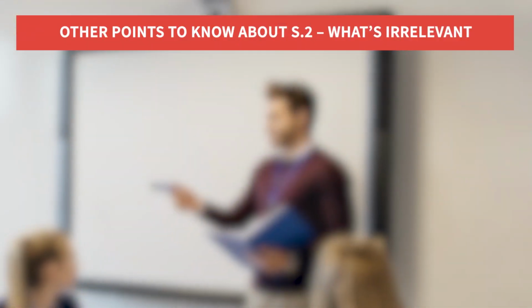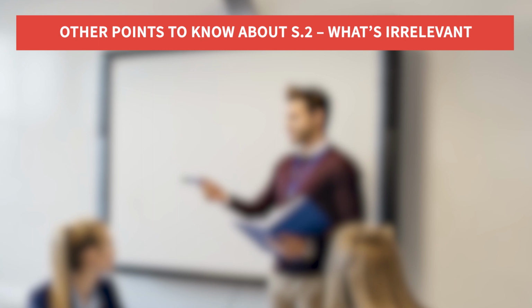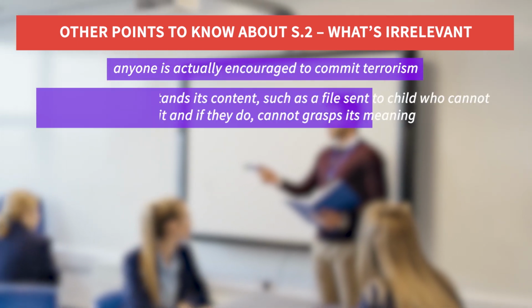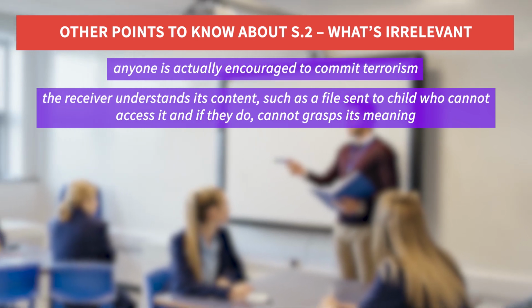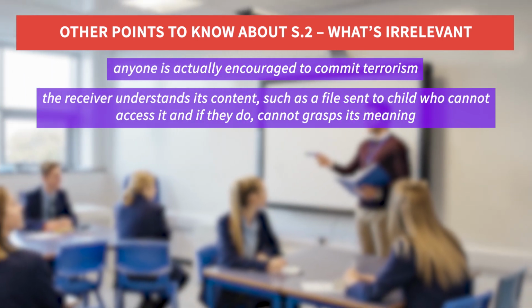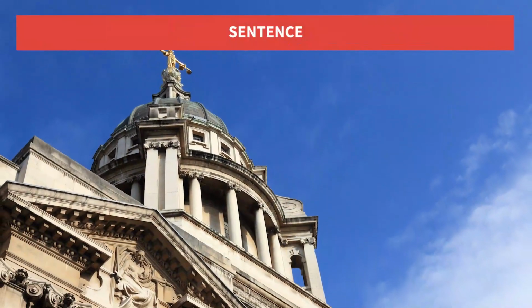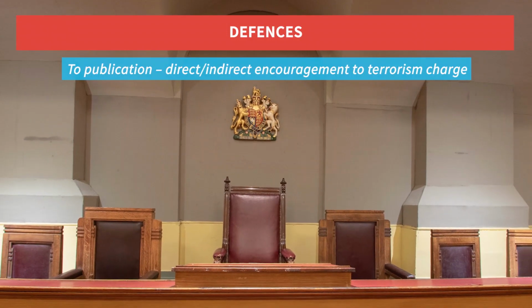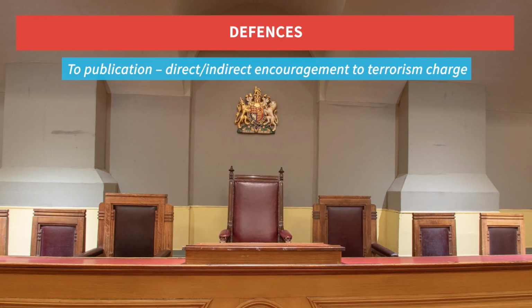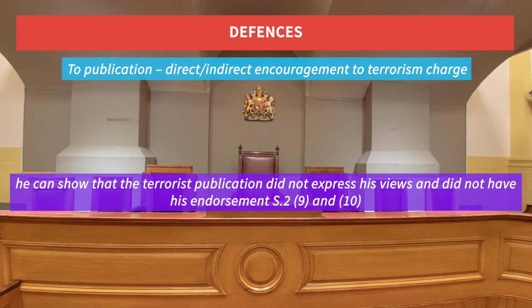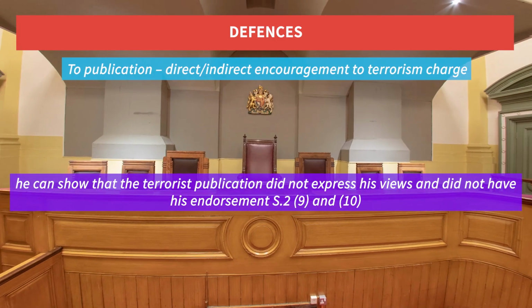It is irrelevant whether anyone is actually encouraged to commit terrorism by the dissemination of the terrorist publication, or whether the receiver understands its content, such as a file sent to a child who cannot access it, and if they do, cannot grasp its meaning. The maximum sentence for the offence is 15 years in prison. For the terrorist publication which is a direct or indirect encouragement to terrorism, there are defences, including that he can show that the terrorist publication did not express his views and did not have his endorsement.